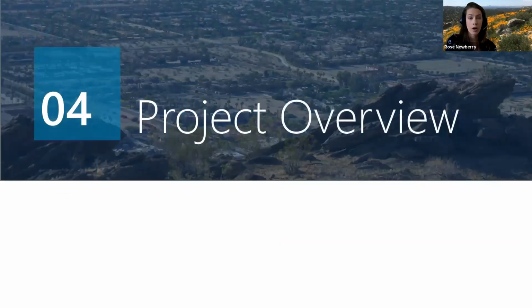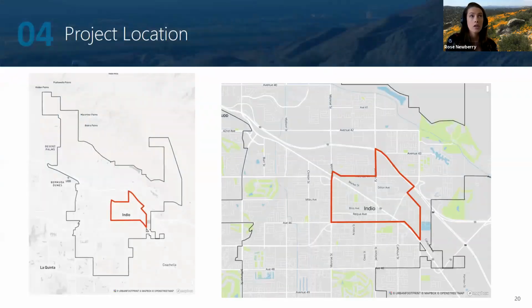So, an overview of the project. If you have any questions, you can raise your hand or use Q&A if anything I'm saying isn't making sense. There's a project limitation, or a geographic boundary, for this project. You can see the city of Indio in black and then the project boundary in red.